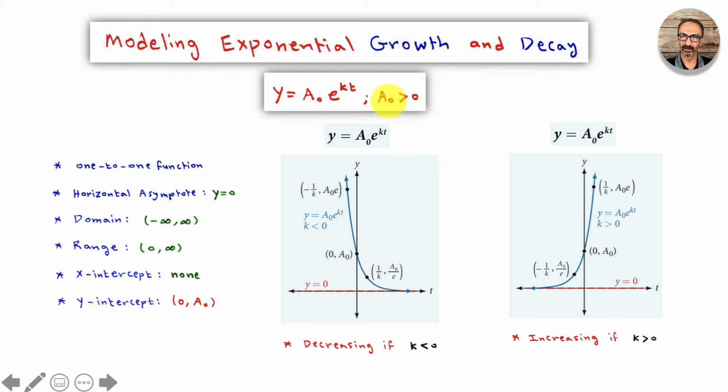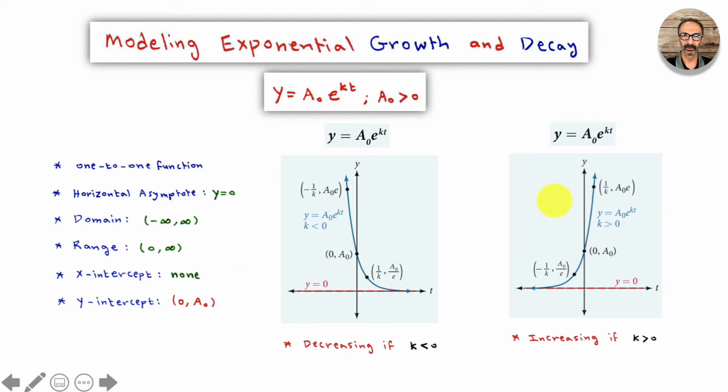This is the way it should look like as a formula. I have them right here, identical. The difference between this and this is down below. This is decreasing when k is negative. So if this k is negative, we are in decay mode, and if k is positive, it's going to be increasing, which is exponential growth.